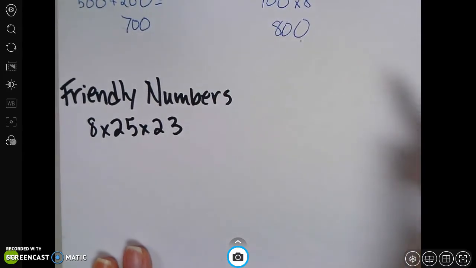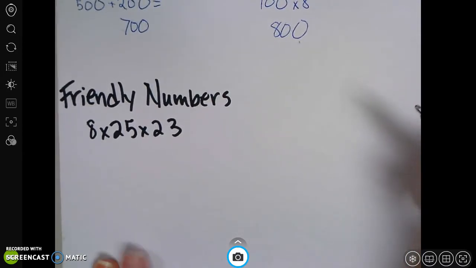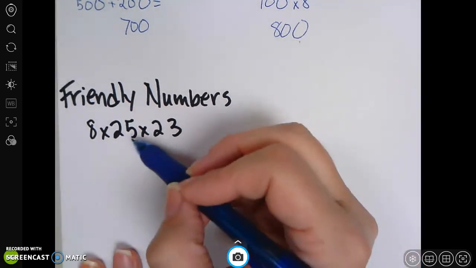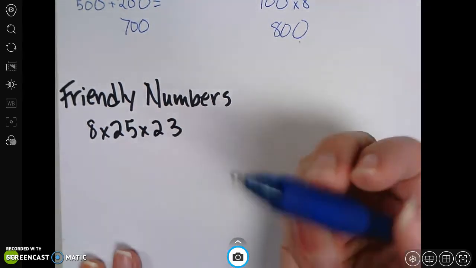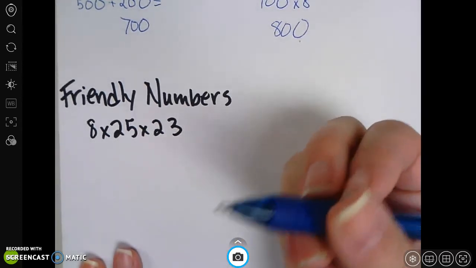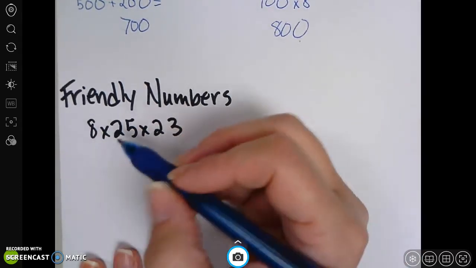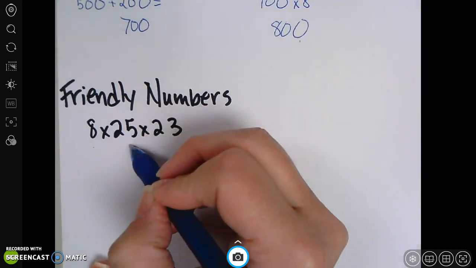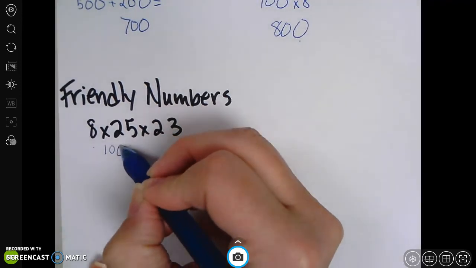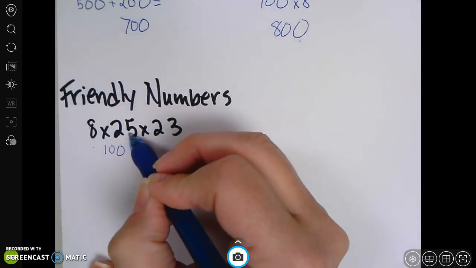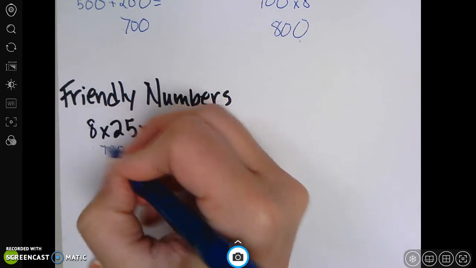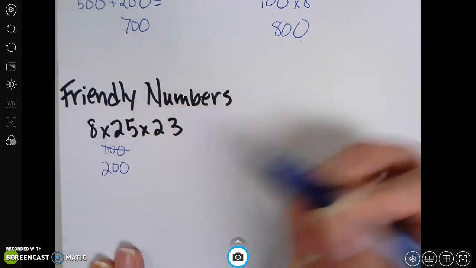The friendly numbers that we were talking about, we always want to look for numbers that we know are easy to combine. So again, I have a 25 here. Kids are familiar with combinations of 25 because of money. If I know that 4 times 25 is 100, then 8 times 25 is 200.